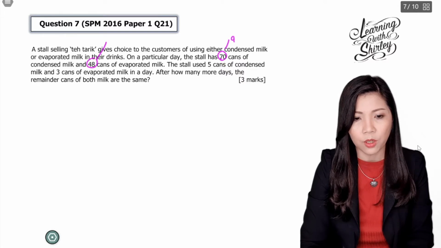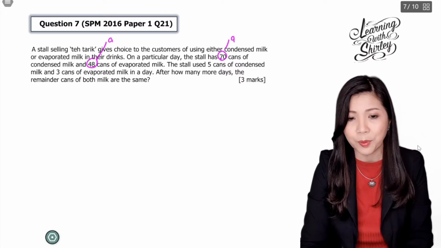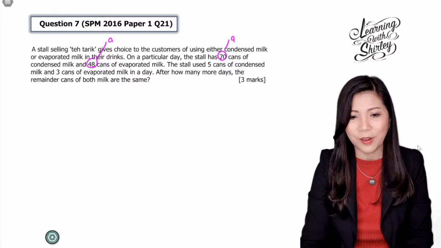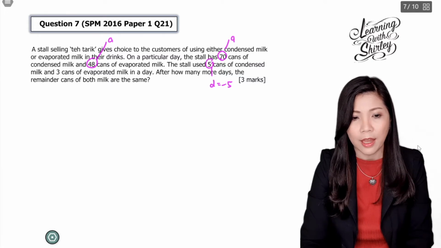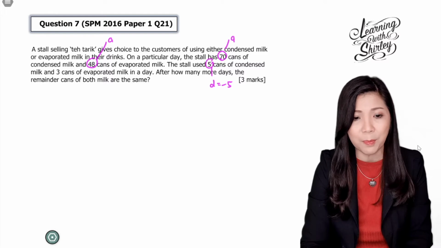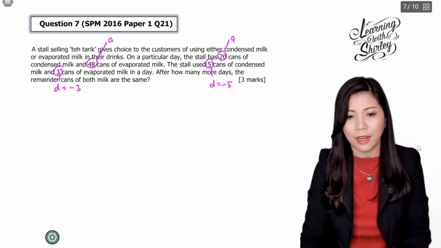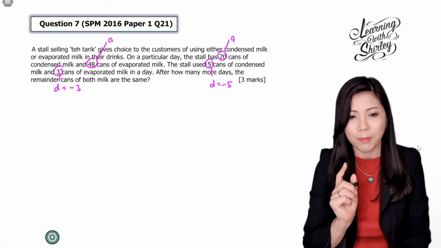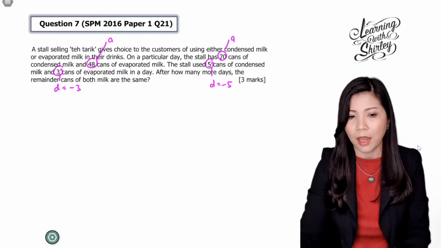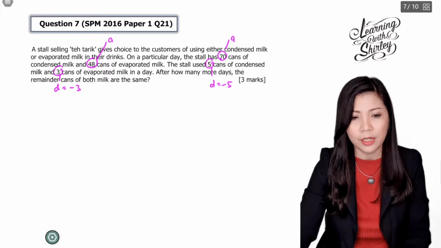And then 48 is going to be the A for evaporated milk, okay? The store used 5 cans of condensed milk, which means that this is the D, which is negative 5, and 3 cans of evaporated milk, so this is D equals negative 3. After how many more days are the remainder cans of both milk the same? So we're going to solve this.